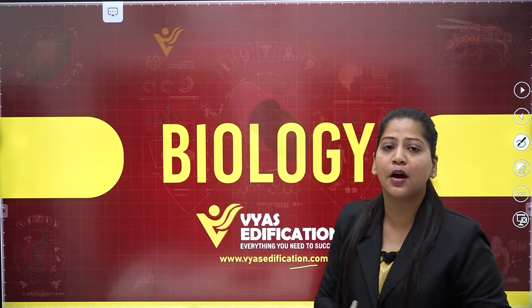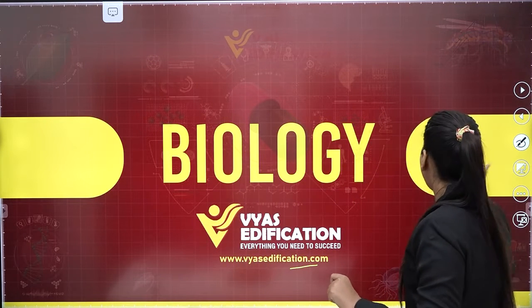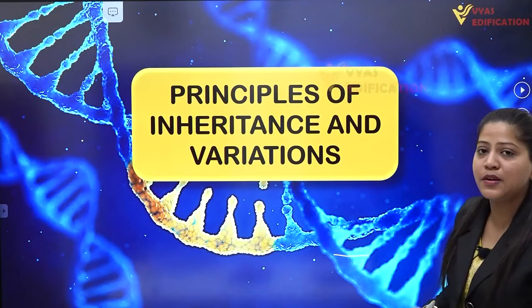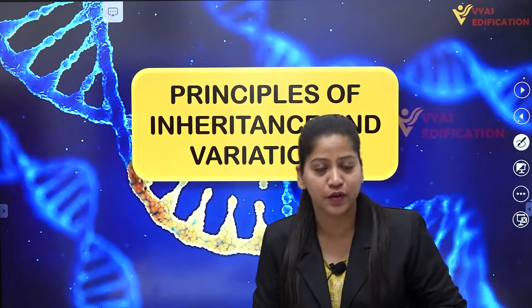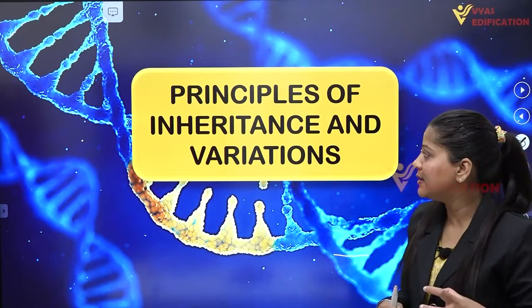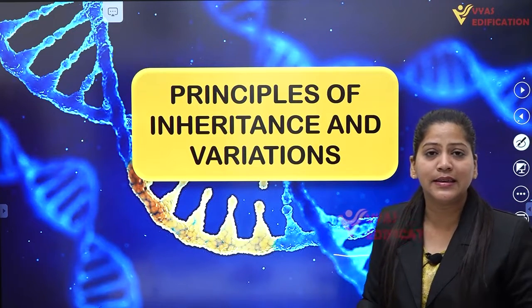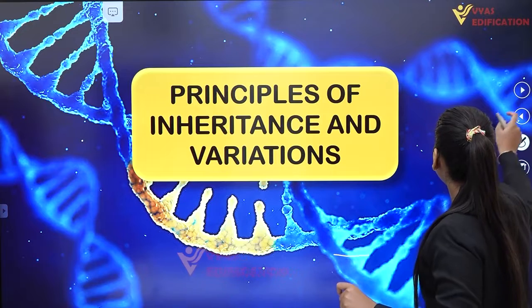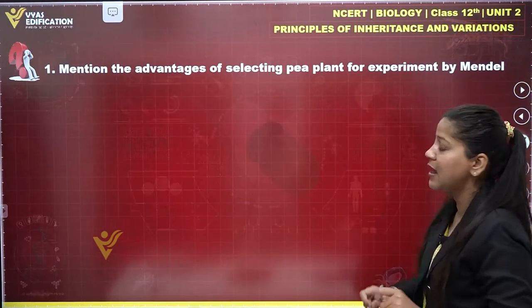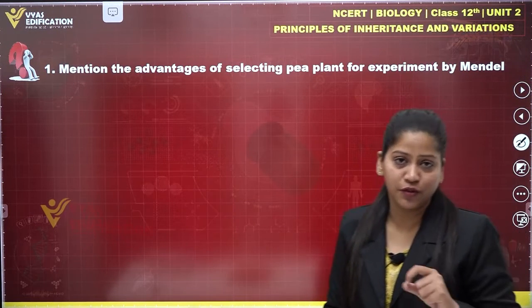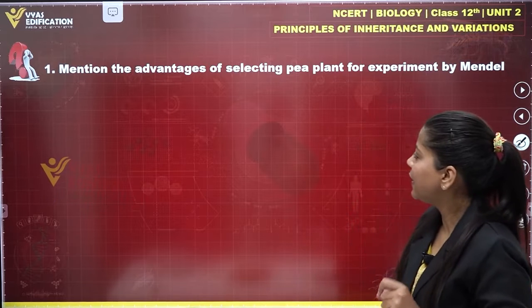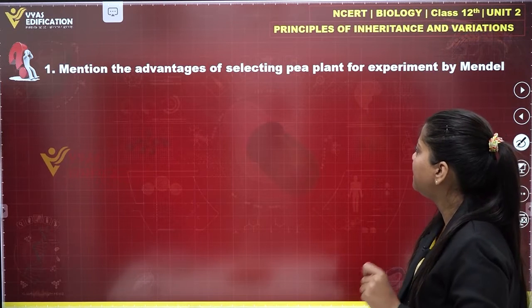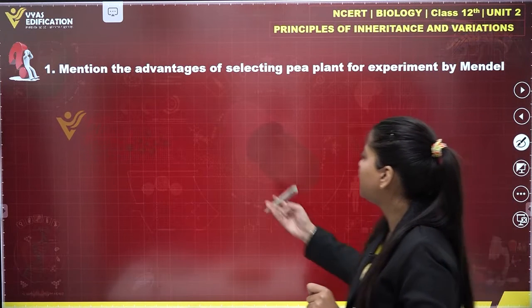We are going to discuss a new chapter from class 12, that is Principles of Inheritance and Variation. Your NCERT of this chapter actually contains a total of 16 questions in it, and we are going to discuss each and every question here in detail. So the very first question of this chapter is, mention the advantages of selecting pea plants for experiment by Mendel.